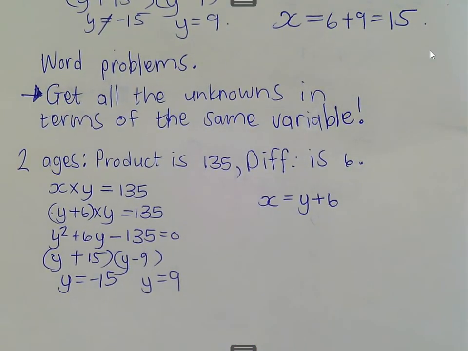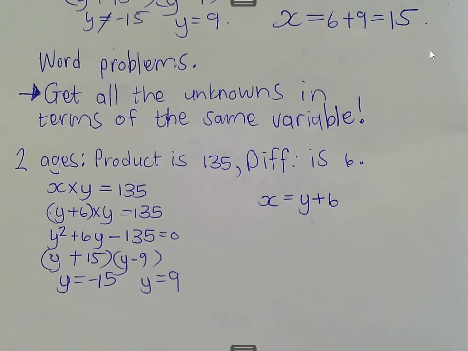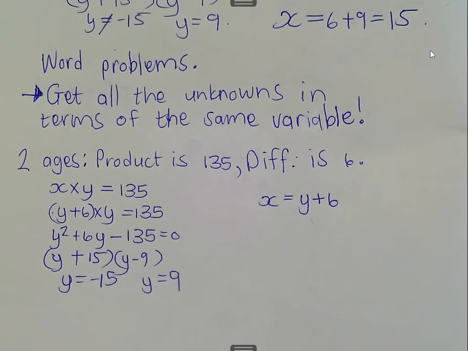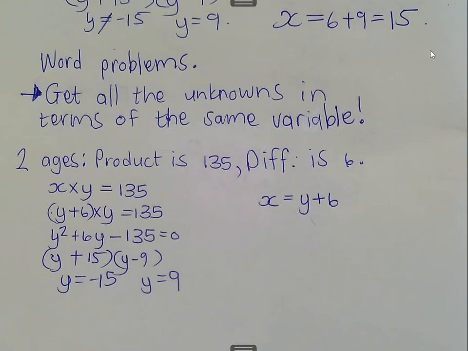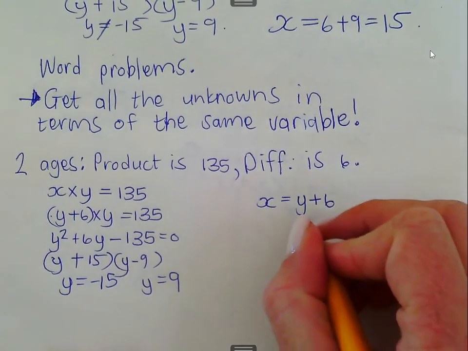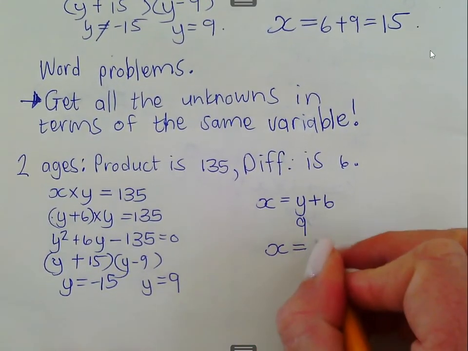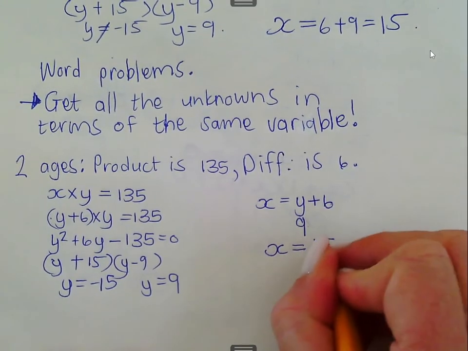Do you understand what I did to get that answer? Everyone. So if I'm referring to an age, am I referring to negative 15 or to 9? 9. You're not going to be negative 15 years old. You're going to be 9 years old. So that means y is 9. And what is x then? 9 plus 6, it's 15.